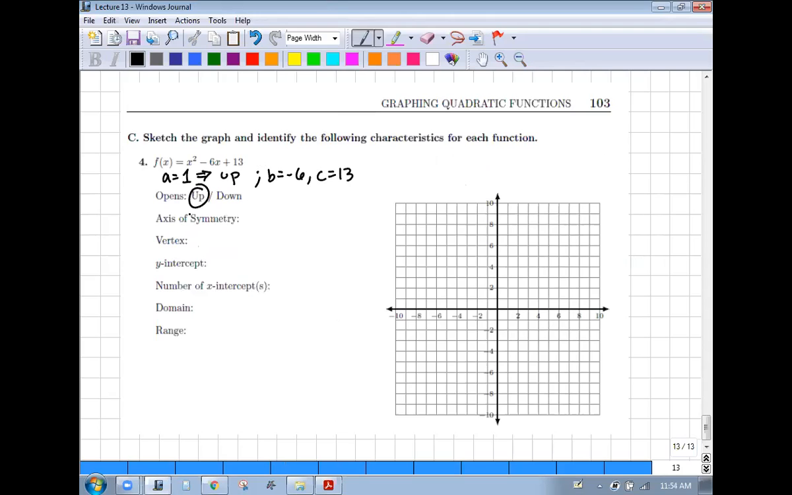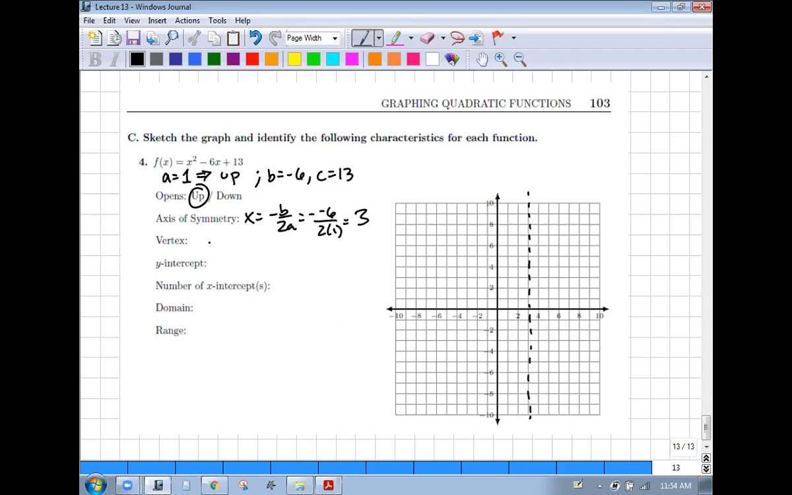Let's open up. The axis of symmetry, -b over 2a. We have a -6 over 2 times 1. So 6 over 2 is 3. So we go over here to 3 and we go. That's our axis of symmetry. Our vertex is on that line.